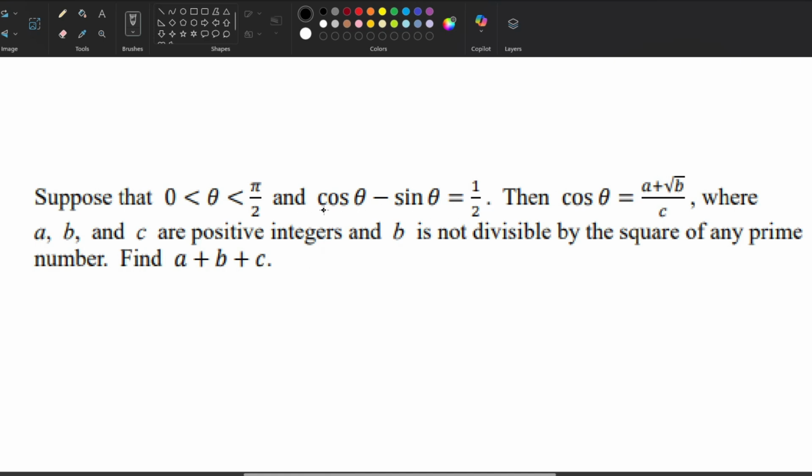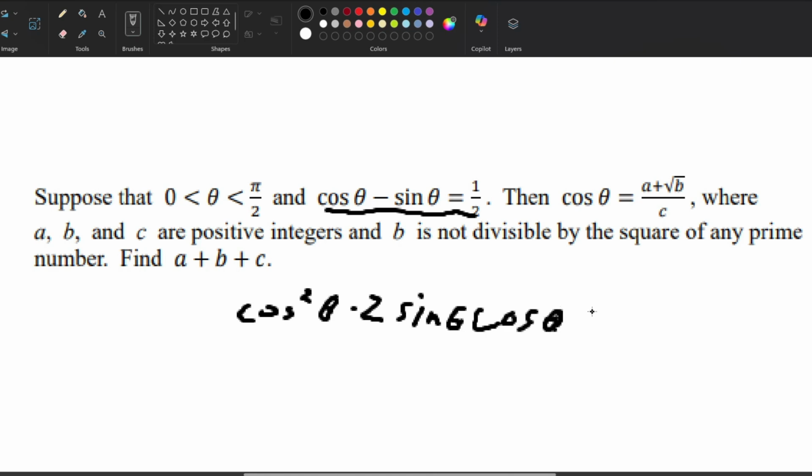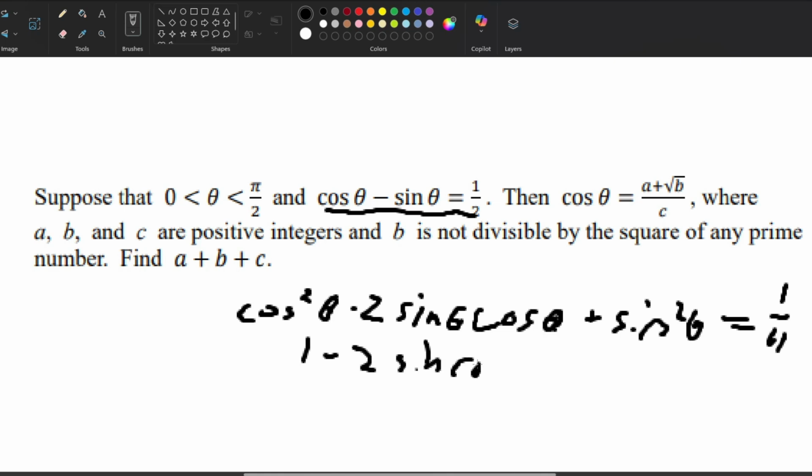Okay. First, with this, I believe what we should do is start off by squaring this entire thing, because cosine squared can get us stuff and sine squared can get us stuff. In this form, I don't think it gets us really anything. So, yeah, square both sides. Cosine squared theta minus 2 sine theta cosine theta plus sine squared theta is equal to, so that squared is 1/4. So it's 1 minus 2 sine theta cosine theta equals 1/4.